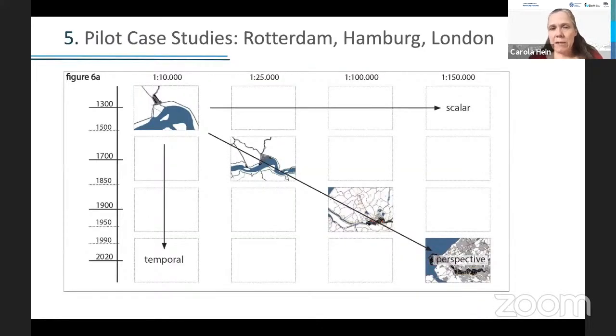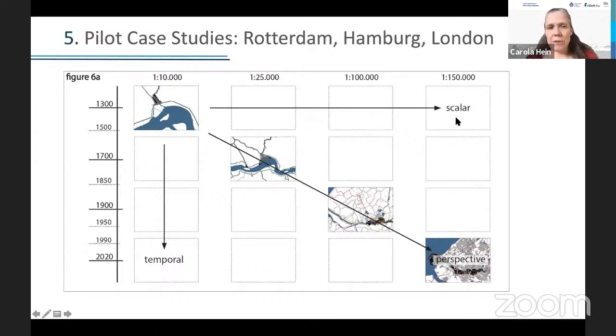And the pilot studies that we've been doing, to give you a bit more of an idea of what we've been working on, use three port cities, Rotterdam, Hamburg, and London, to identify the relationship between water and land, and between port and city, and to map these relationships in a standardized way using georeferenced data. So you can do that on the same scale, changing over time. You can do it in the same time scale, looking at it from different scales. So for example, not only looking at the waterfront, but also at the regional scale.